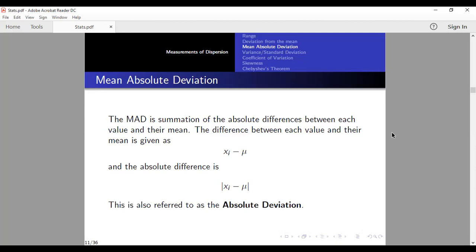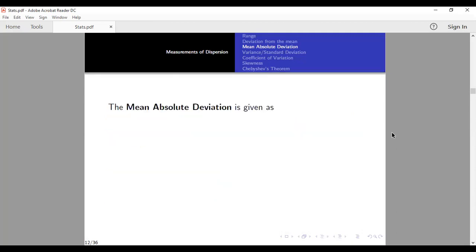This is referred to as the absolute deviation. Meaning, of course, as we said, deviation is just how far apart a value is from the mean. But once we have the absolute value, we call it the absolute deviation.